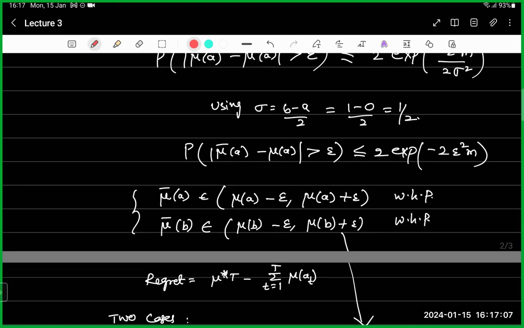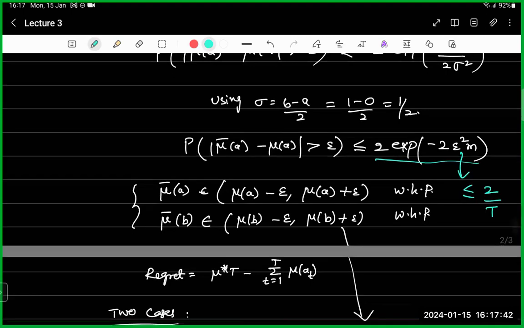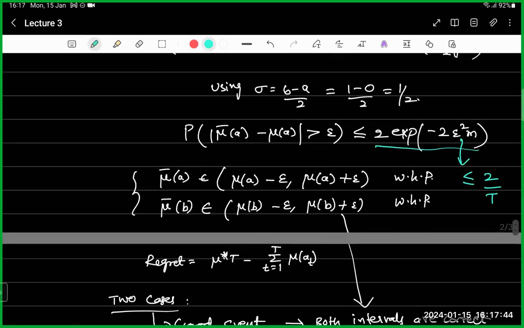Let's say you have fixed M. So what will be epsilon? Find epsilon. We want this whole thing to be less than or equal to 1 by t, or 2 by t, let's say. Then can you tell me what epsilon will satisfy this? Just do it and tell me.